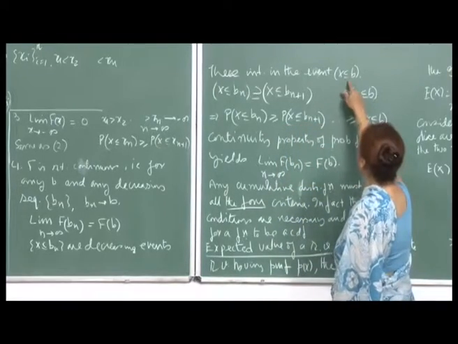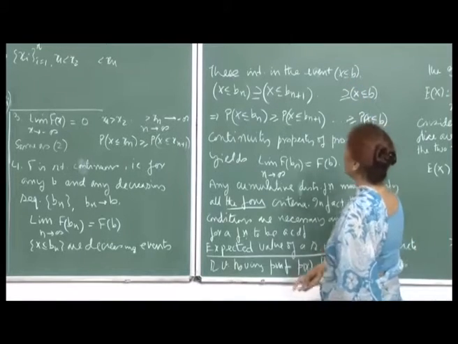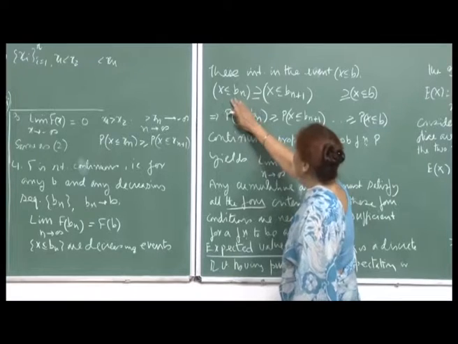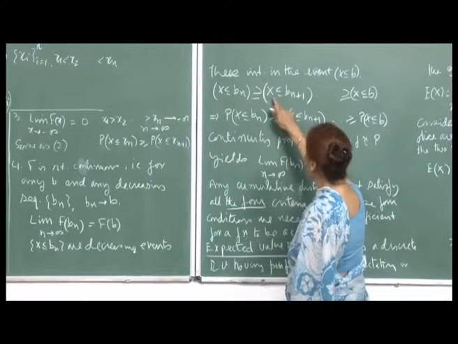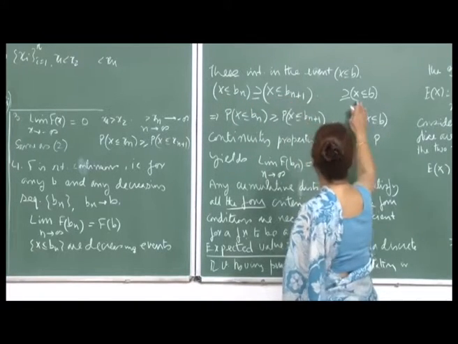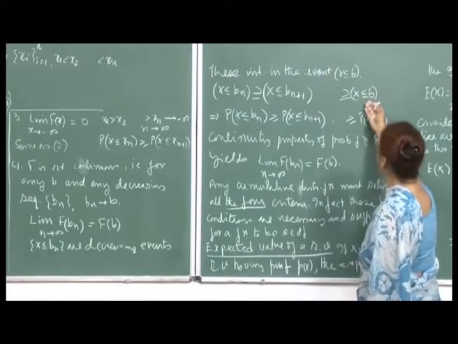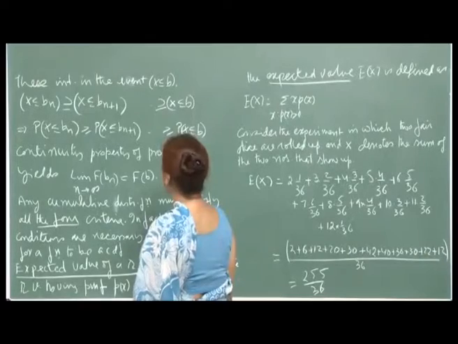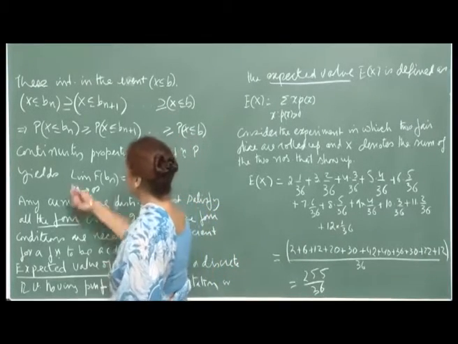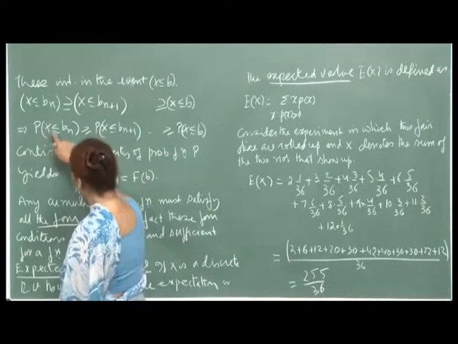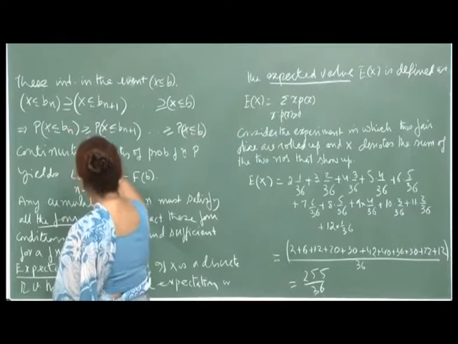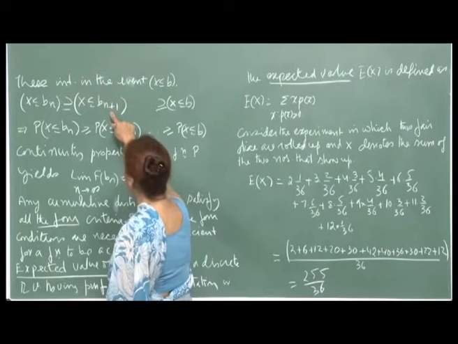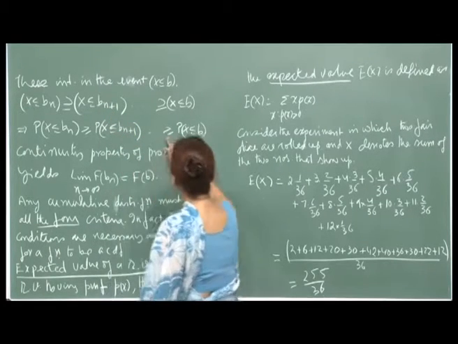So, the events converge to X less than or equal to b, and what we are trying to say is that the event X less than or equal to b_n will contain the event X less than or equal to b_(n+1), and all of them will also contain the event X less than or equal to b, right. And so, therefore, the probability of X less than or equal to b_n will be greater than or equal to the probability of X less than or equal to b_(n+1), and so on, and finally this.